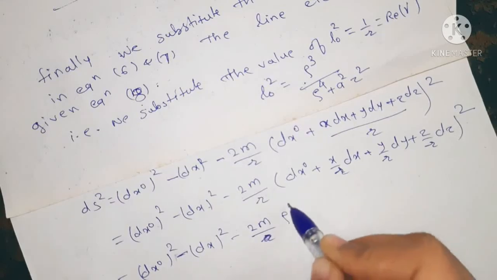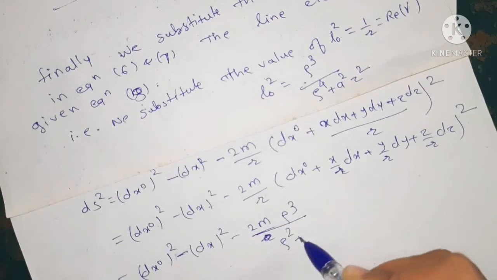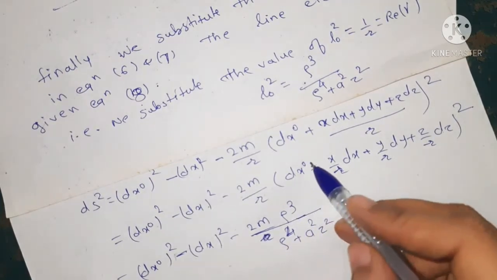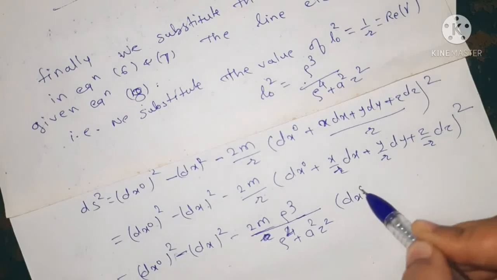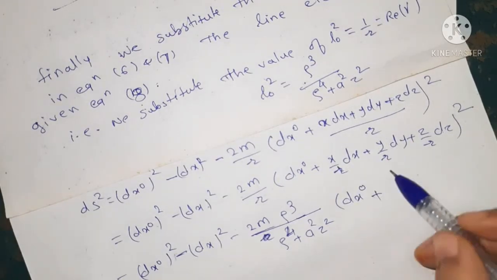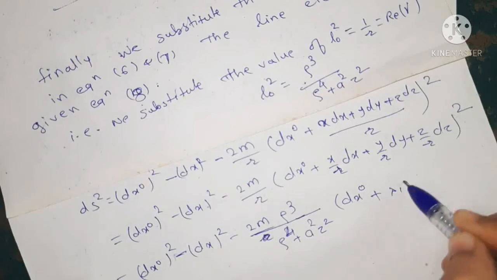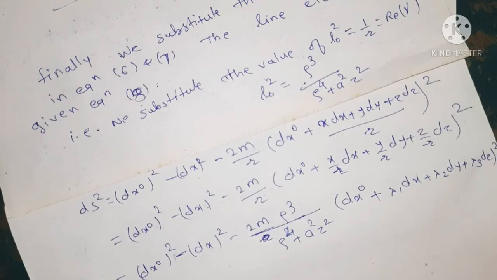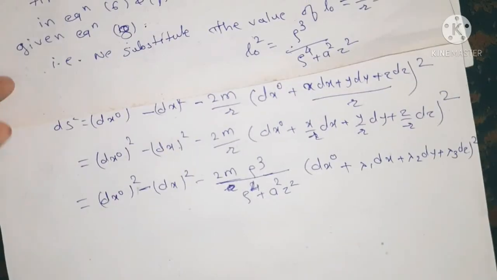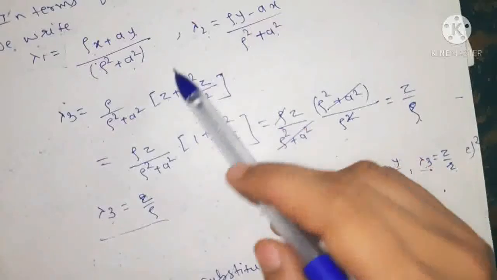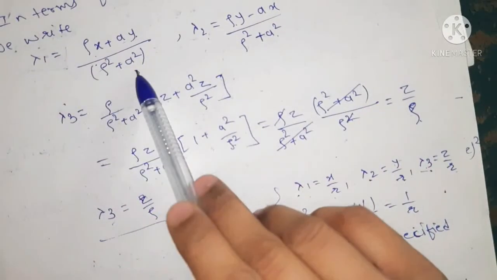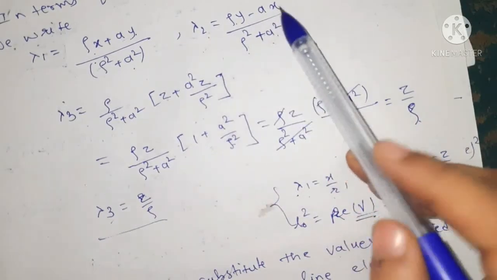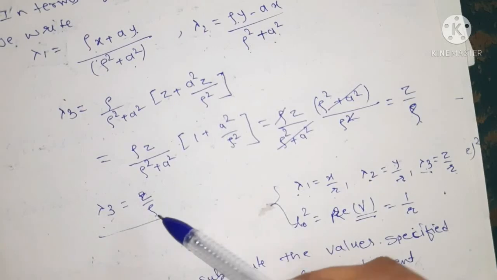Okay, so we write here rho cube upon rho to the power 4 plus a square into z square. In a bracket, dx0 will be as it is plus x upon r, that is lambda 1 dx plus lambda 2 dy plus lambda 3 dz, whole bracket square. So we will substitute the value of lambda 1 as rho x plus ay upon rho square plus a square, the value of lambda 2 as rho y minus ax upon rho square plus a square, and the value of lambda 3 as z upon rho.